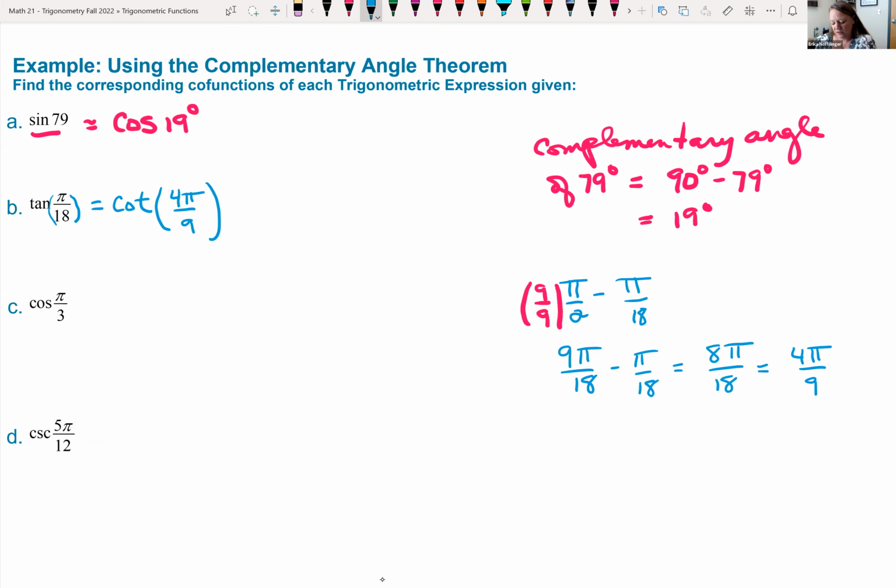Cosine of pi thirds. So the cofunction is sine. So this would be sine of, in terms of radians, 90 degrees, which is pi halves, minus pi thirds. Getting a common denominator, well, 2 and 3 are in our denominators, so our LCD is 6.